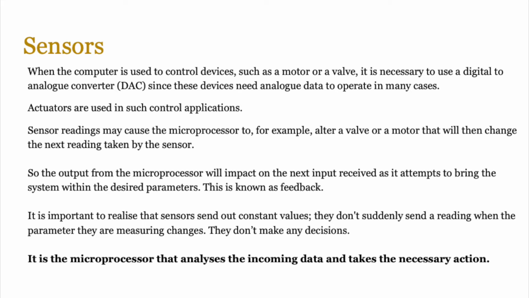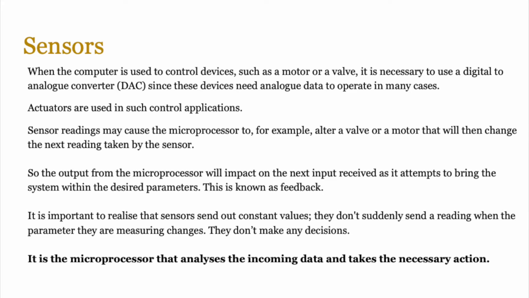So the sensor measures new data, which then needs to be converted into digital data, and the cycle continues. So sensors and actuators go hand in hand, along with analog to digital conversion on one end and digital to analog conversion on the other end. This process is known as feedback. So make sure that you understand what feedback is. It's when the output from the microprocessor will impact the next input that is read by the sensor.